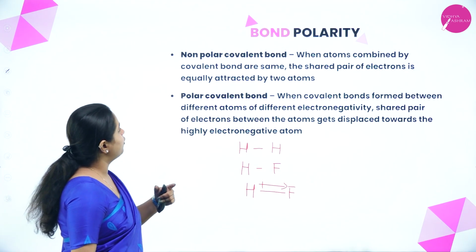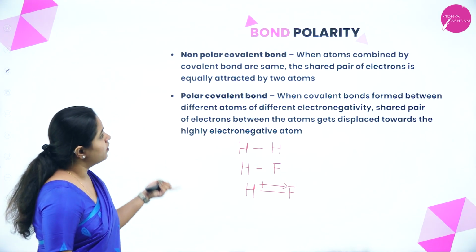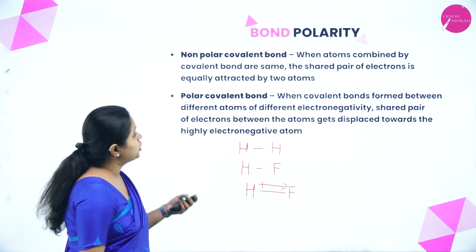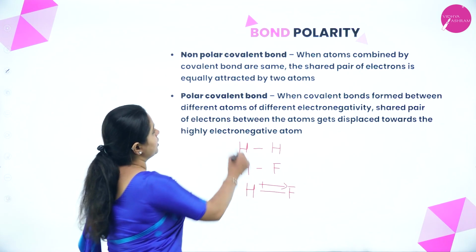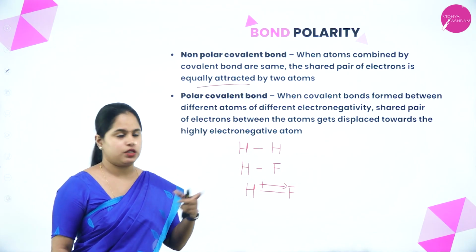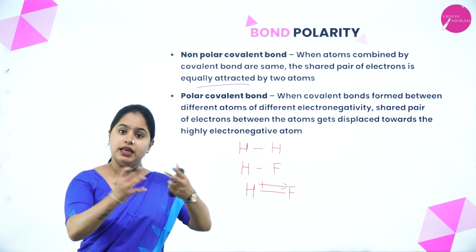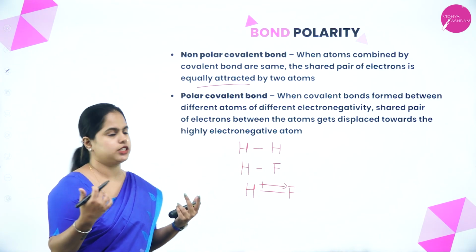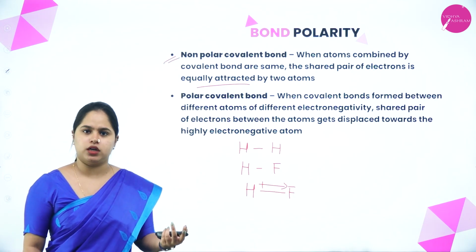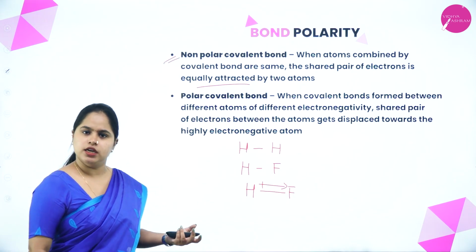So, moving on to the definition, non-polar covalent bonds. When the atoms combined by a covalent bond are the same, the shared pair of electrons is equally attracted by the 2 atoms. As you can see here, both atoms are hydrogen. So the shared pair of electrons will be equally shared between both hydrogen atoms. Such covalent bonds are called non-polar covalent bonds because no polarity is shown there.